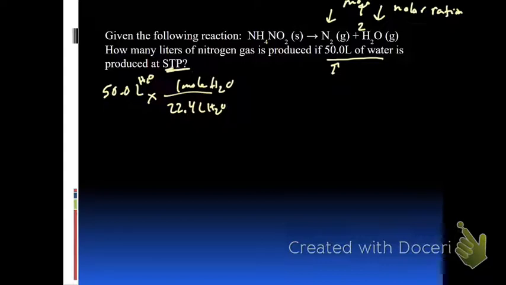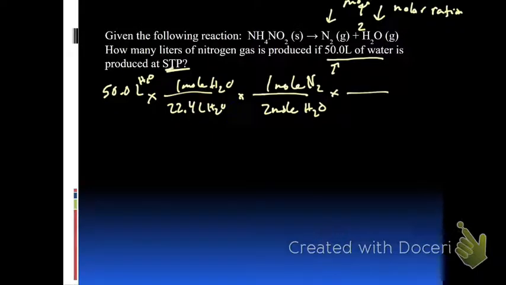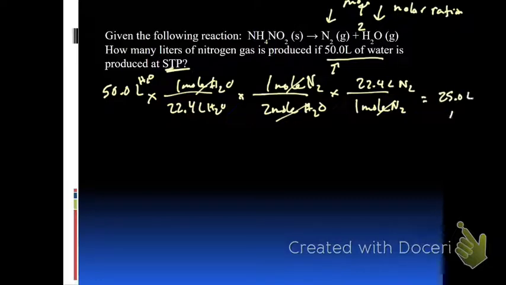And then we know from here, for every 2 moles of water, there's 1 mole of nitrogen. And then we know how many liters of nitrogen gas. Well, we know in 1 mole of nitrogen gas, this is a gas at STP, right? We have 22.4 liters of nitrogen, all right? So now what you get is you should just get 25.0 liters of nitrogen.